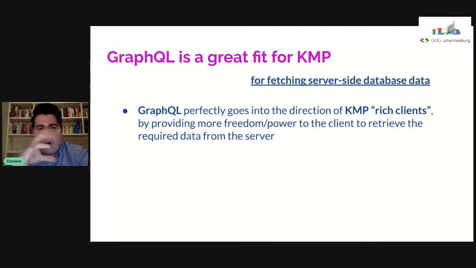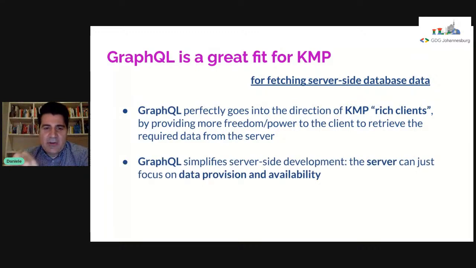So this also goes perfectly in the direction of rich client, which I was mentioning at the beginning, which is the direction of providing a lot of freedom and power to the client, and at the same time also moving as much logic as possible, as many decisions as possible, from the server towards the client. And so in this way, eventually the server would just focus on data provision and data availability, and it would be the client developer who would easily, without any blocker, be able to test all different data combinations as he wants.